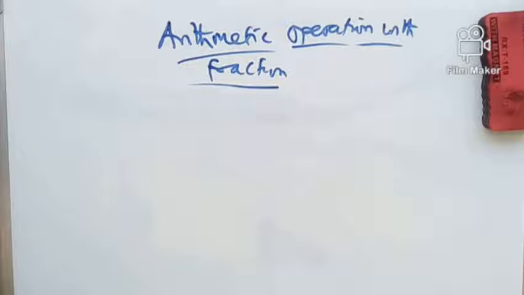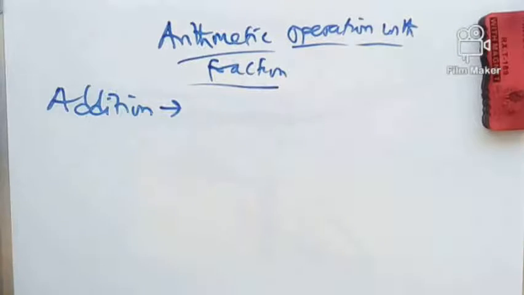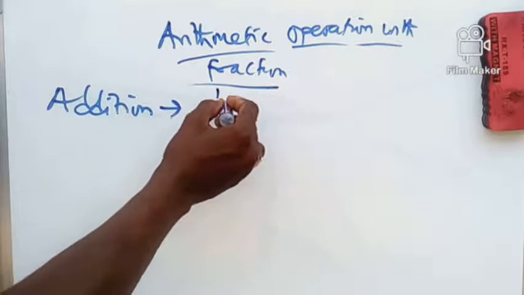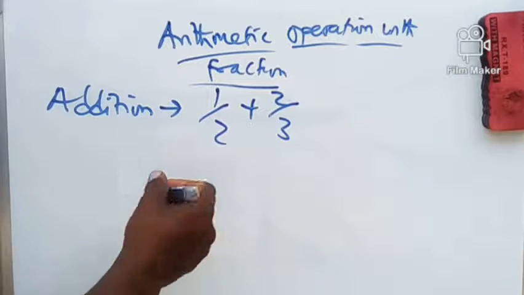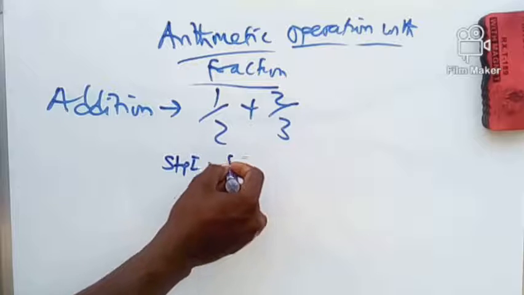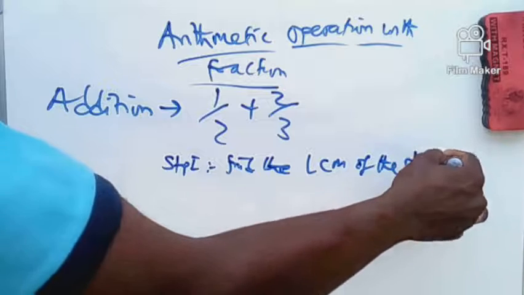The first arithmetic operation we are going to look into is addition. Now, how do we add fractions? To add fractions together, all that you are required to do is a few steps. So let's take an example to demonstrate how addition is carried out in fractions. Let's say we have 1 over 2 added to 2 over 3. To add two fractions like this, the first step is to find the LCM of the denominators.